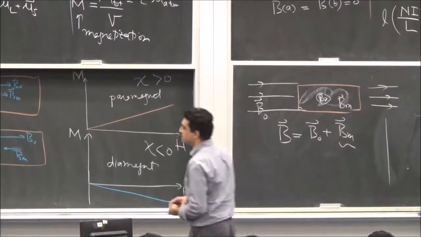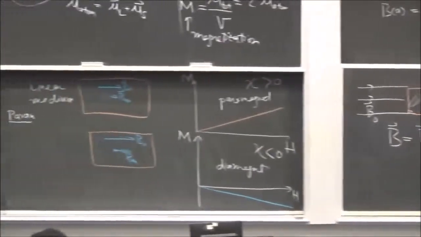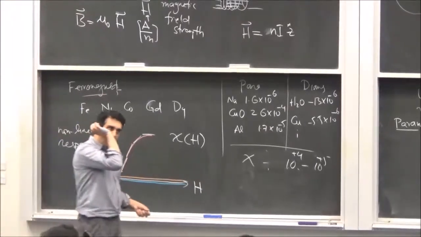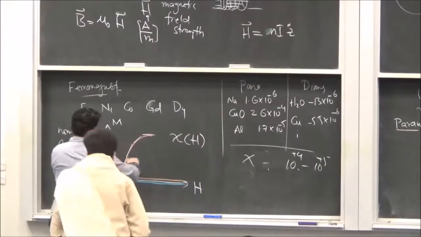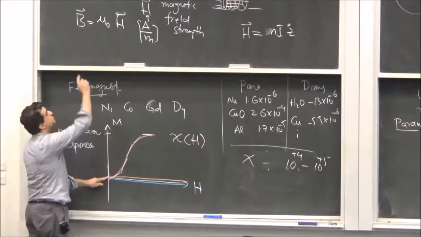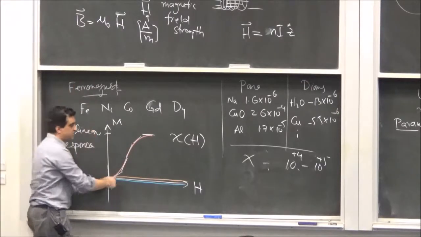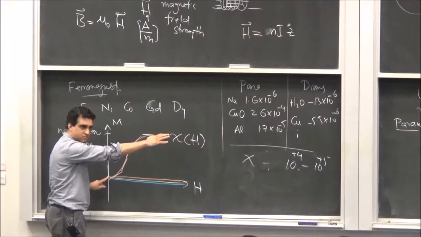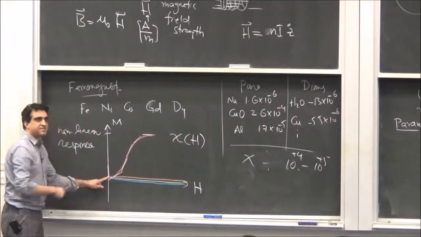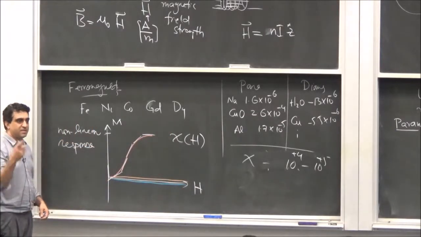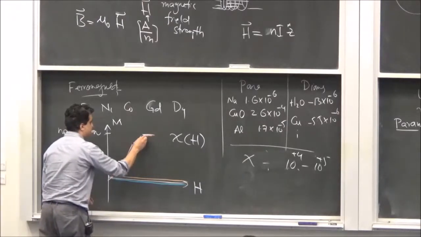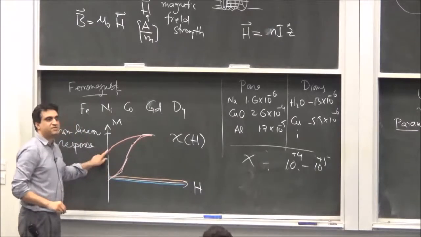You can't tell from this graph alone. So what if you have an external field in this direction? How did you get this graph? You started with a small current through the solenoid, and then you increased that current, and this is how the magnetization increased. True? What if you start decreasing the current again? What will the magnetization do? It would decrease, but it won't come back to zero.